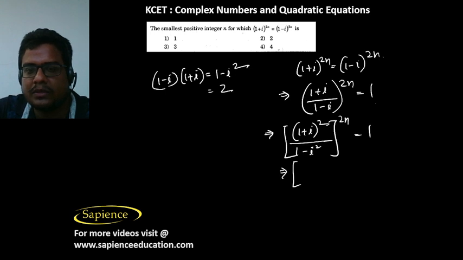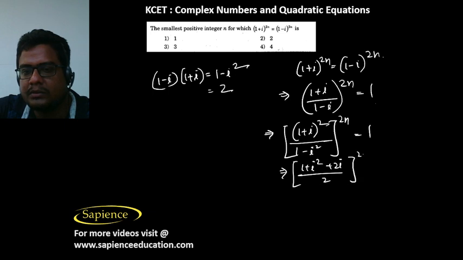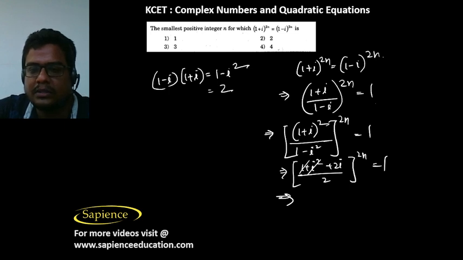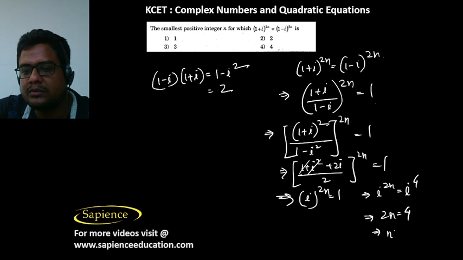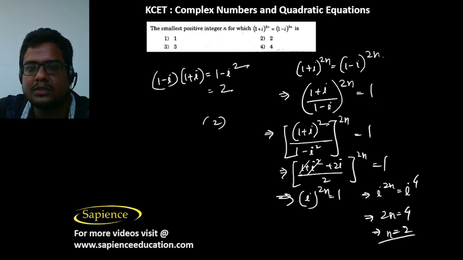So this will be (1 plus i square plus 2i) divided by 2 whole power 2n that is equal to 1. So 1 plus i square is 0, so these cancel, and 2i by 2 is i, so i power 2n that is equal to 1. Since the smallest positive integer value of n is being asked, 1 can be written as i power 4. So therefore 2n should be equal to 4, so n should be equal to 2. So option 2 is the correct answer.